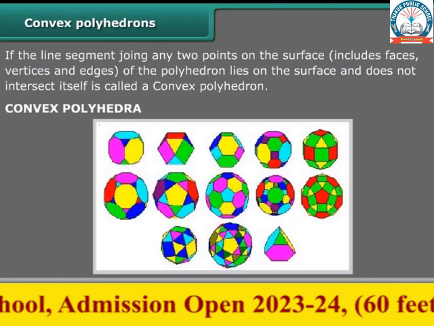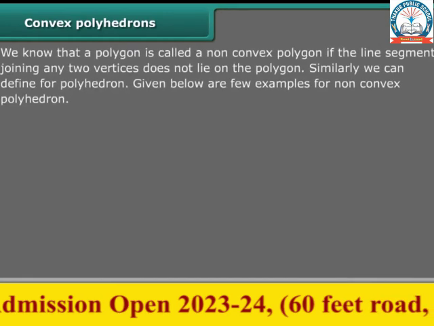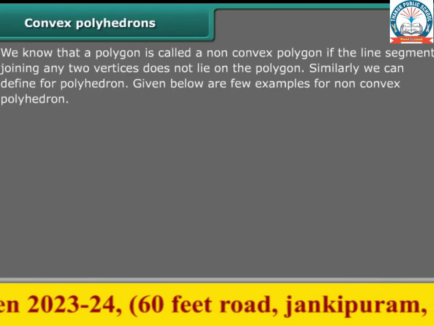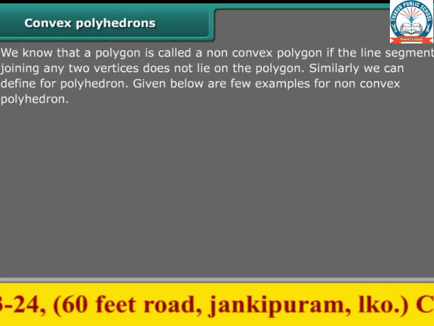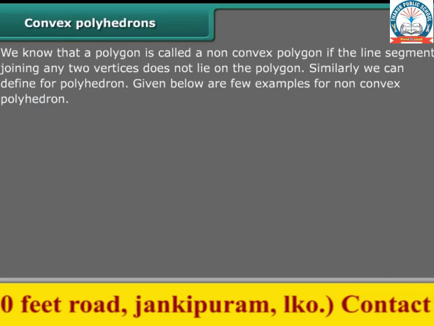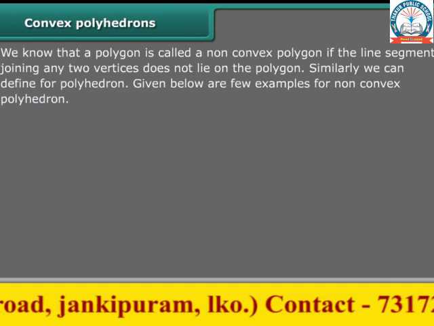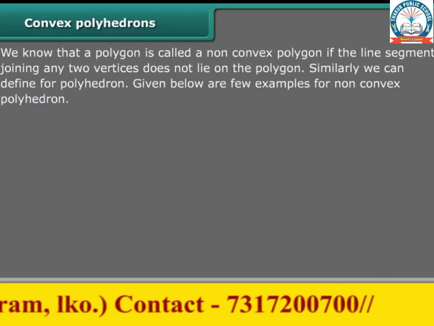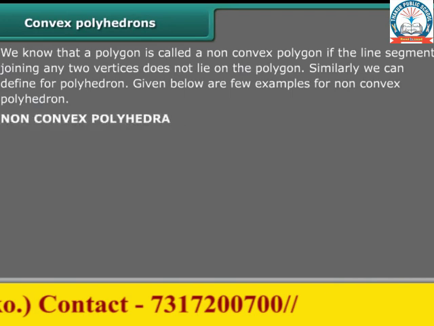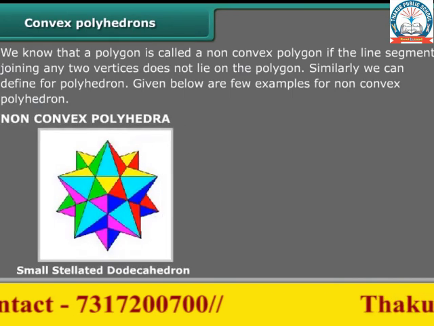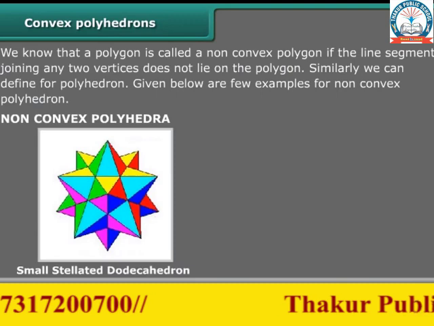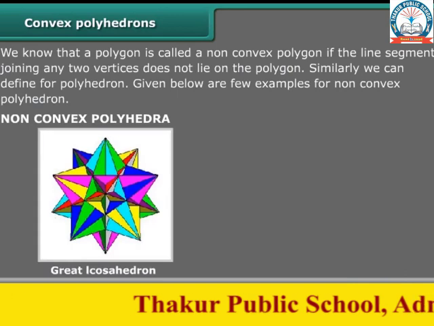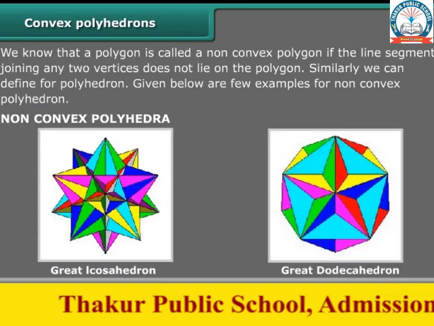Convex polyhedra. We know that a polygon is called a non-convex polygon if the line segment joining any 2 vertices does not lie on the polygon. Similarly, we can define polyhedron. Given below are few examples for non-convex polyhedron. Non-convex polyhedra. Small stellated dodecahedron, great stellated dodecahedron, great icosahedron, great dodecahedron.